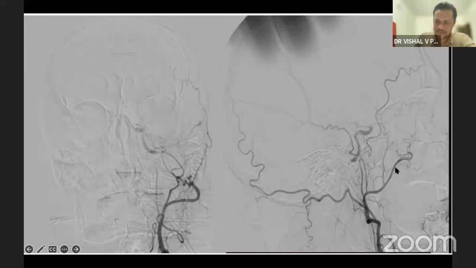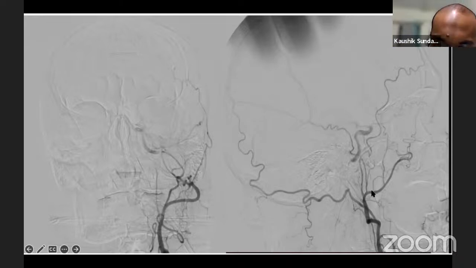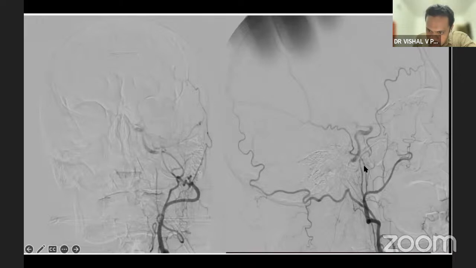This is the internal maxillary artery. Can you show me your middle meningeal artery here? Yes, the middle meningeal artery is the first branch. This one. Is that the one?